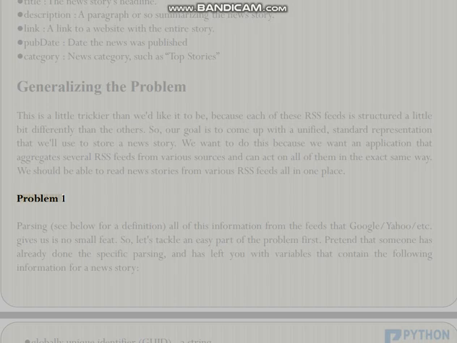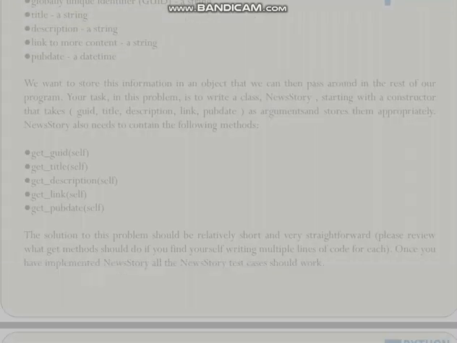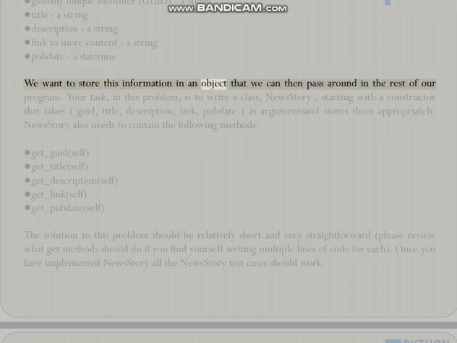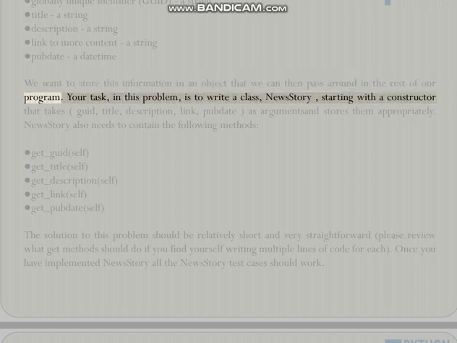Problem 1. Parsing. See below for a definition. All of this information from the feeds that Google, Yahoo, etc. gives us is no small feat, so let's tackle an easy part of the problem first. Pretend that someone has already done the specific parsing and has left you with variables that contain the following information for a news story. Globally unique identifier, GUID, a string. Title, a string. Description, a string. Link to more content, a string. Pub date, a datetime. We want to store this information in an object that we can then pass around in the rest of our program.